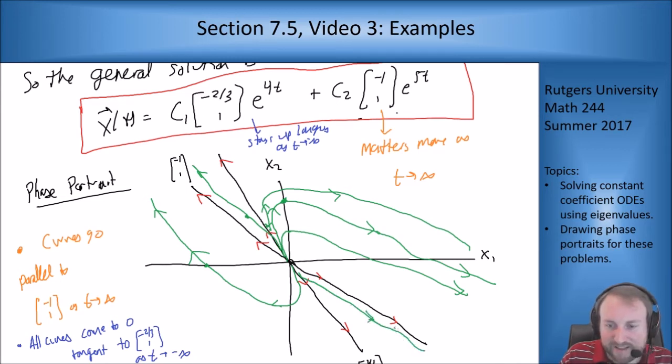So a lot of this is going to be guessing. But it gives you an idea of what's going to happen to the solution as time goes on. Basically, draw in the two solutions you know, figure out what their behavior looks like as t goes to plus and minus infinity, and then fill in the rest from there.